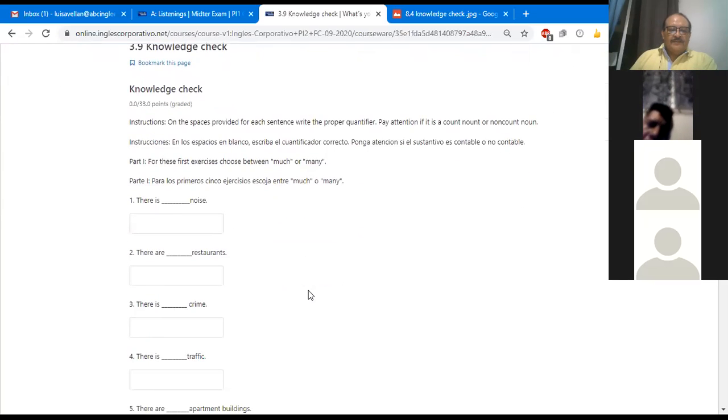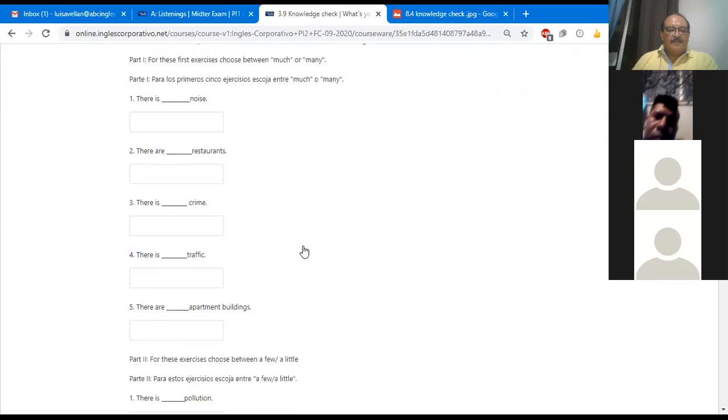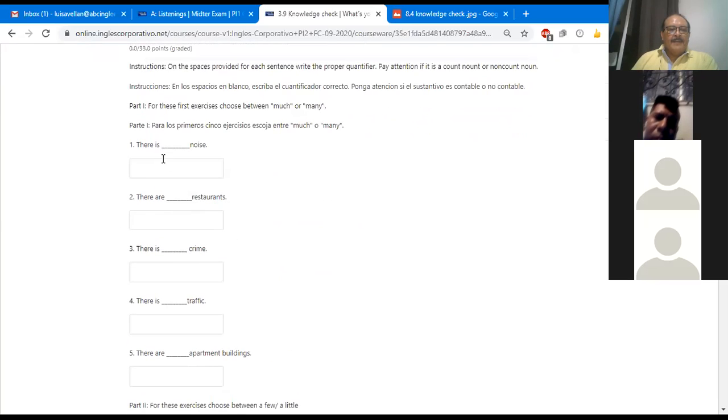Now here we have some exercises about the space provided for each, the proper quantifier. Pay attention if it is a count noun or non-count noun. Okay, part one, for these exercises, choose between much and many.